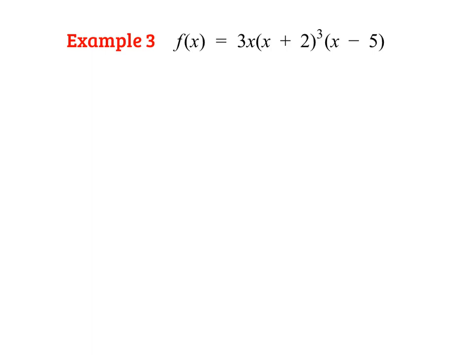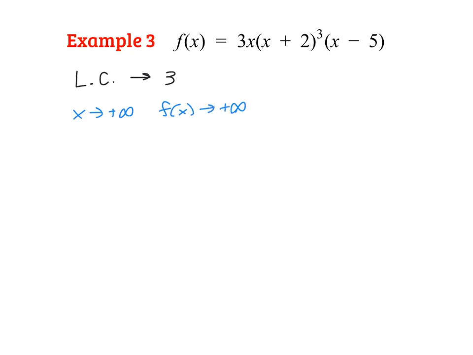Okay, let's try another one together. So this one, we can see that the lead coefficient is 3, which tells us, since it's positive, that as x approaches positive infinity, f of x is going to approach positive infinity. This means moving to the right, our graph goes up because it's positive.